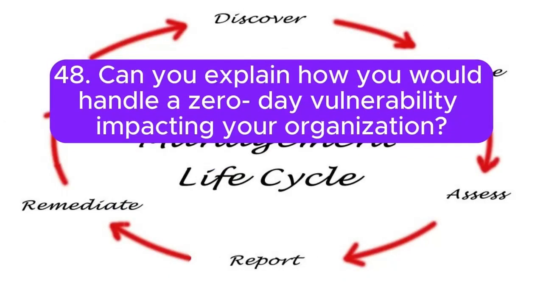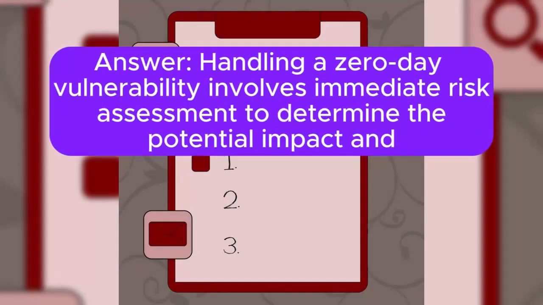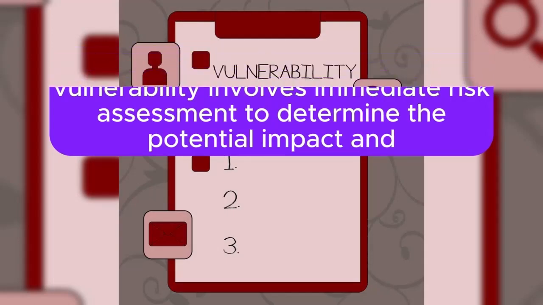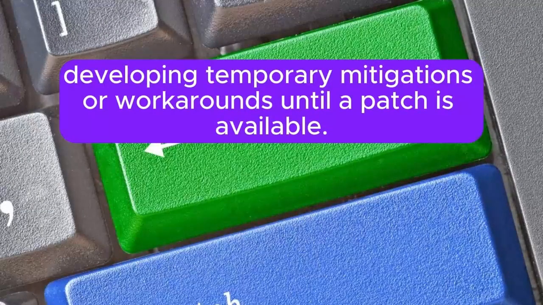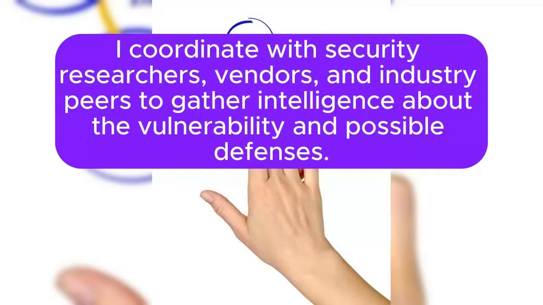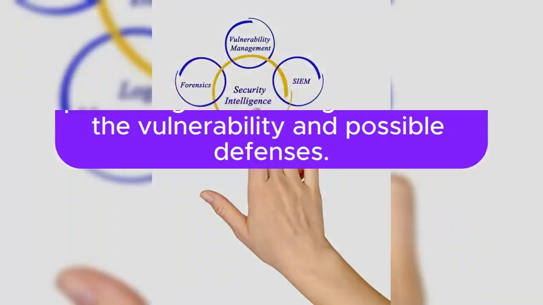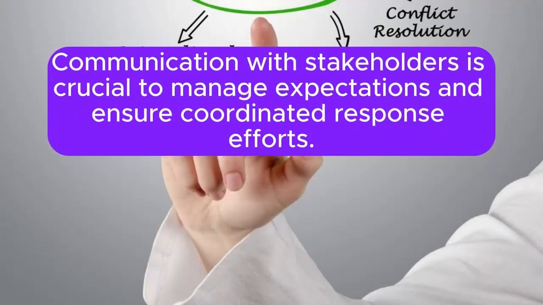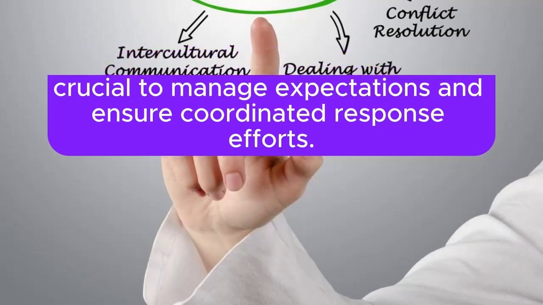48. Can you explain how you would handle a zero-day vulnerability impacting your organization? Answer: Handling a zero-day vulnerability involves immediate risk assessment to determine the potential impact and developing temporary mitigations or workarounds until a patch is available. I coordinate with security researchers, vendors, and industry peers to gather intelligence about the vulnerability and possible defenses. Communication with stakeholders is crucial to manage expectations and ensure coordinated response efforts.